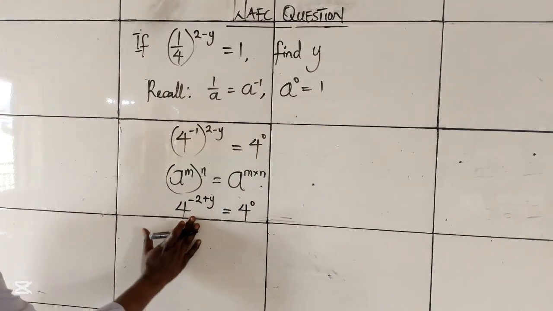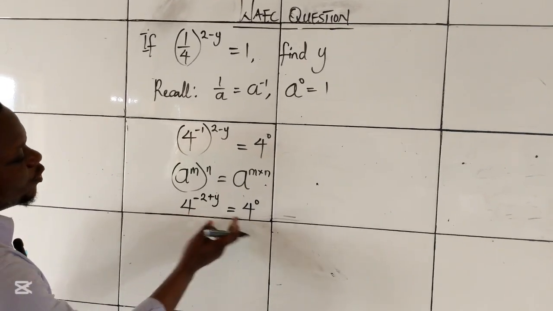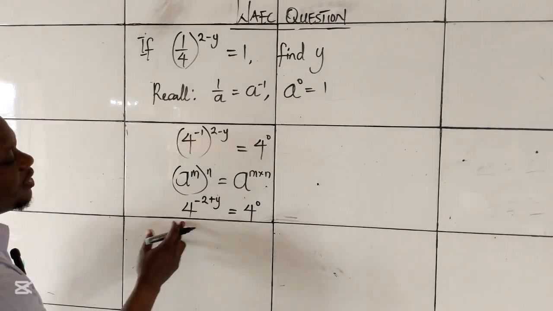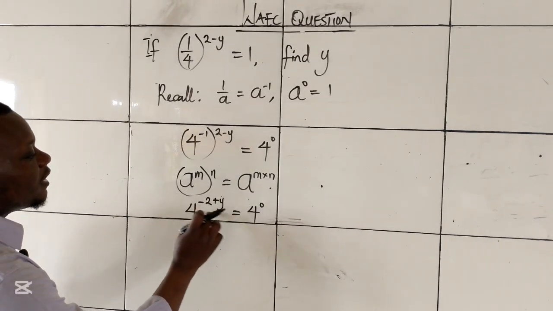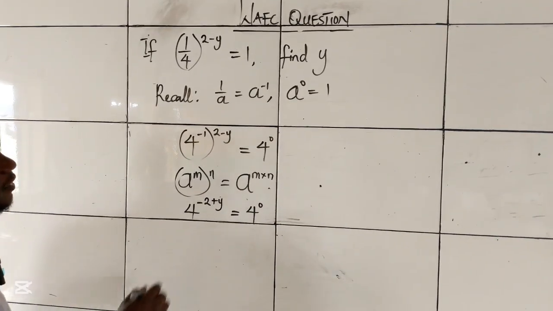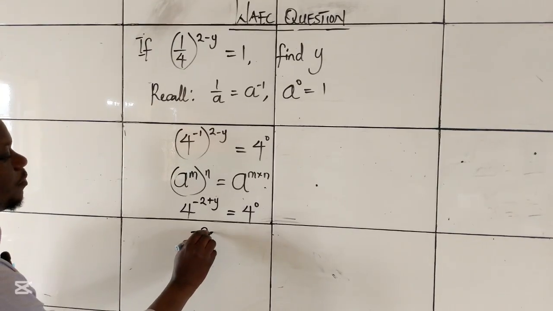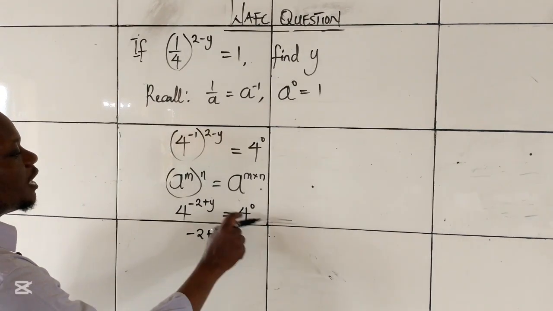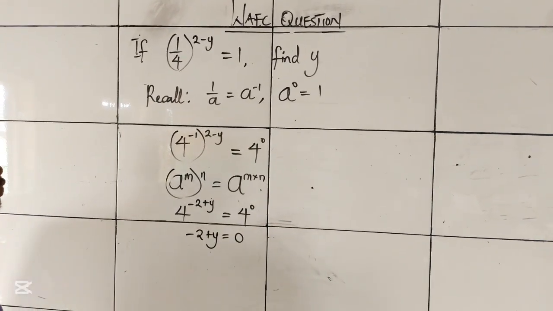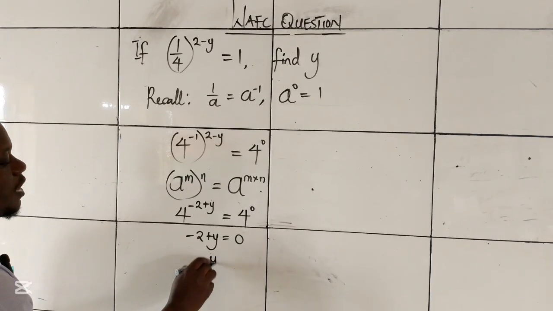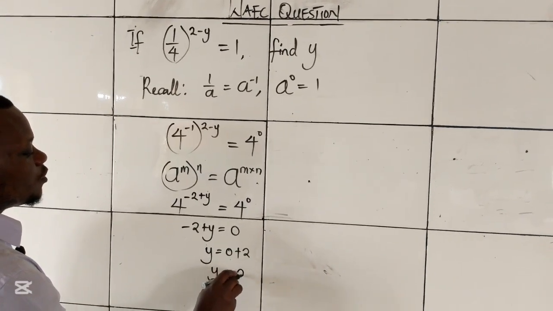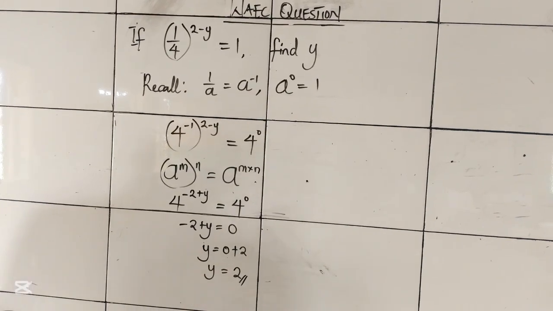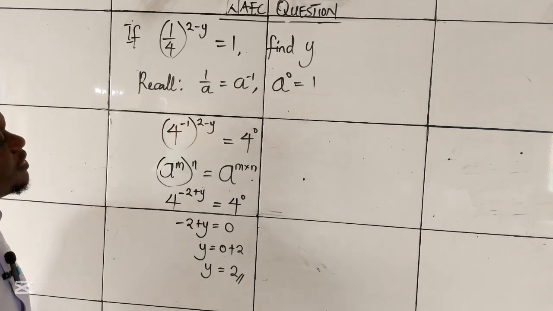Remember, in the law of indices, or equations of indices, when the bases are equal, then you equate the powers. So the power here is minus 2 plus y. We write it out: minus 2 plus y equals, and the power here is 0. From here we collect like terms: y equals 0 plus 2, and y equals 2. So you can see how simple it is.